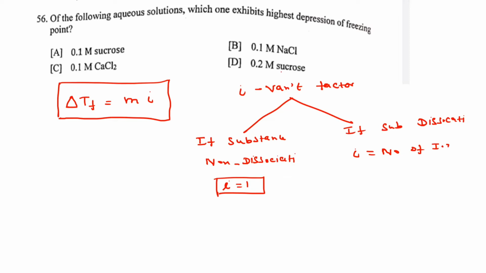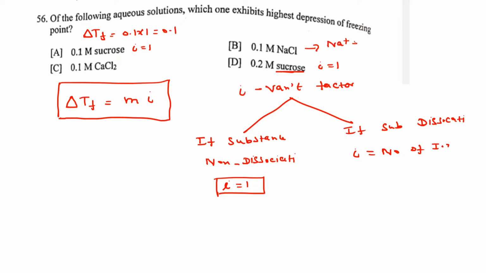Now, for sucrose, non-dissociative, right? Therefore, the i value is equal to 1. What is the delta Tf value? Delta Tf is equal to 0.1 into 1. The answer is 0.1.